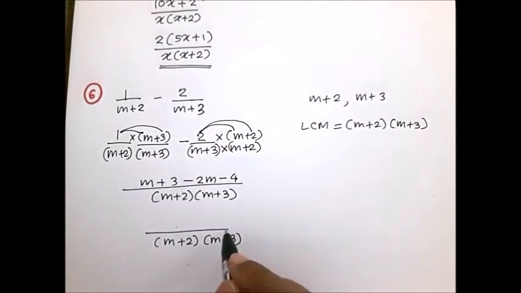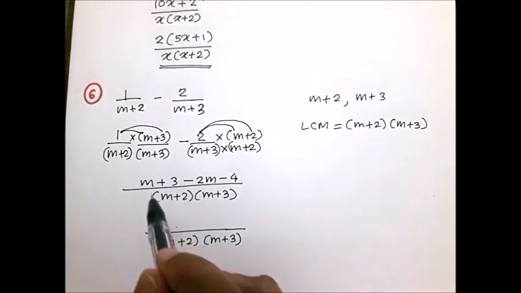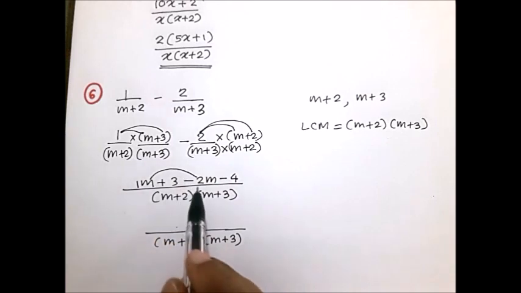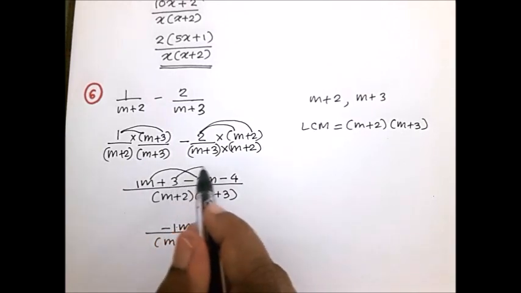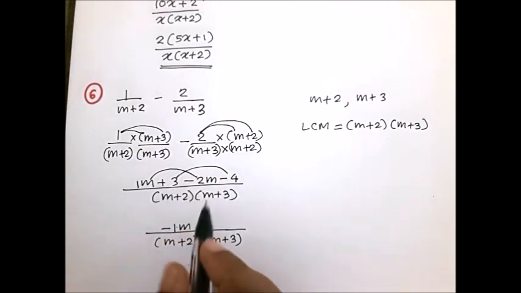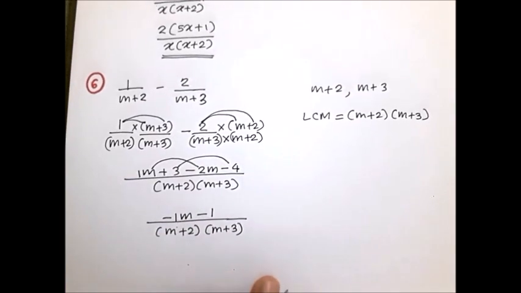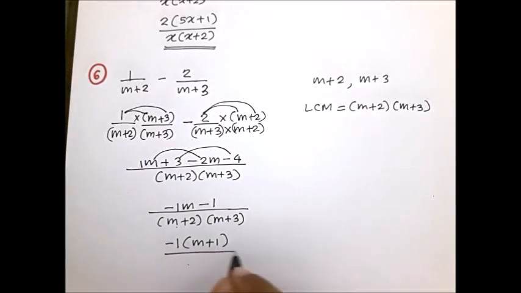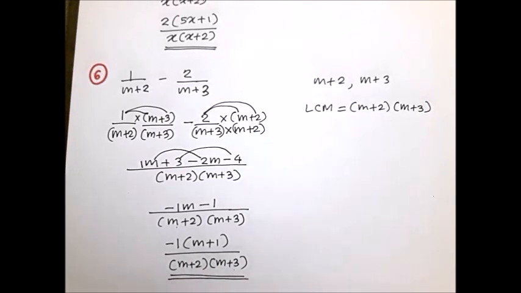Now you can simplify the terms in the numerator. Take like terms. Here plus 1m and minus 2m, it is minus 1m. Here plus 3 and minus 4, it is minus 1. You can write a simpler answer here by taking minus 1 out from the bracket. Within brackets, m plus 1. This is the simplest answer for example number 6.